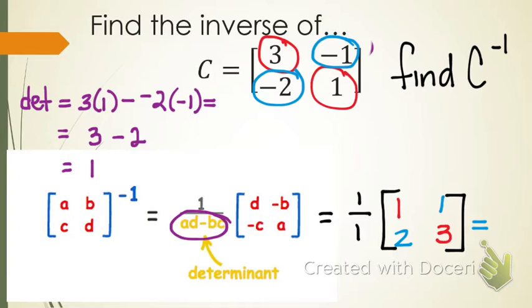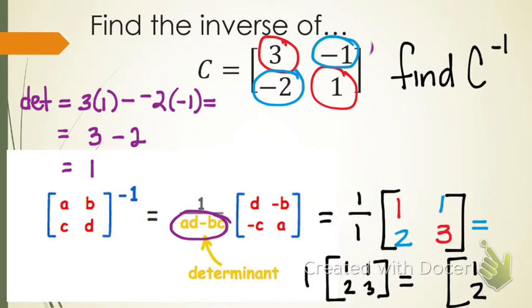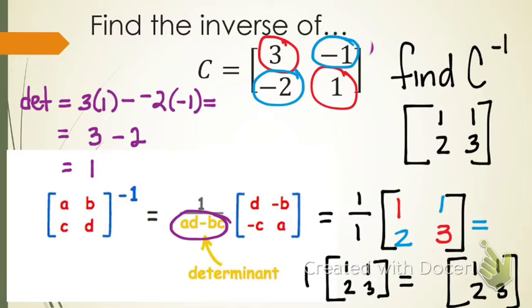So we have 1 times this matrix, which, remember, when you multiply, you just multiply all the numbers. So I'm just going to take all of these numbers and multiply it by 1. So my final answer is 1, 2, 1, 3. That is my inverse matrix. And I'll write it above here since I am in the corner. So this is my final answer.